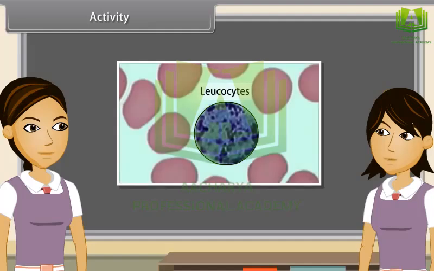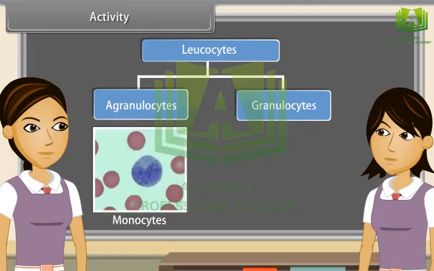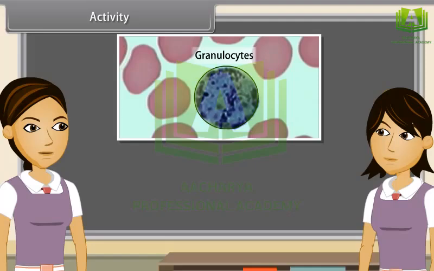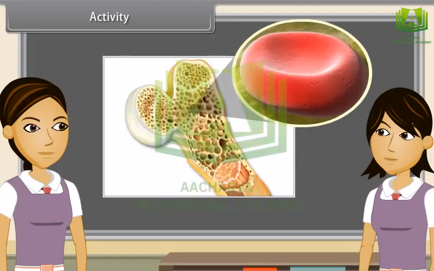Leukocytes are amoeboid, nucleated, and whitish. They are larger in size but less in number. They are of 2 types: agranulocytes, without granules and with a non-lobed nucleus. These are of 2 types, monocytes and lymphocytes. Granulocytes contain cytoplasmic granules and a lobed nucleus. They are of 3 types: neutrophils, acidophils, and basophils. Blood platelets are minute, anucleated, fragile fragments of giant bone marrow cells called megakaryocytes.